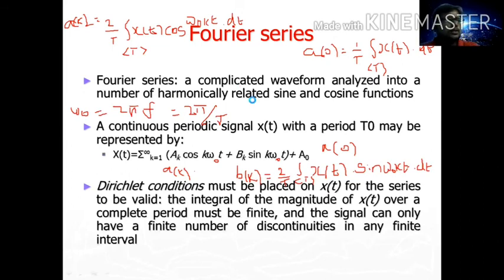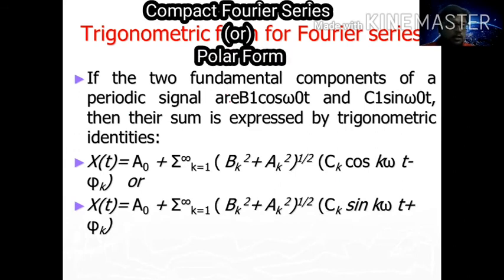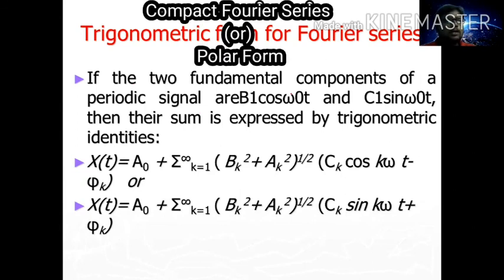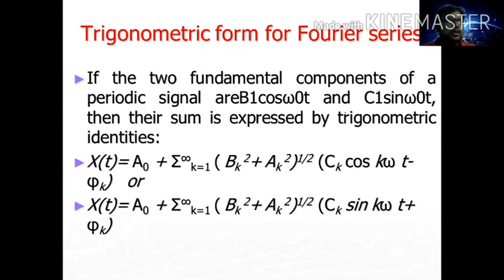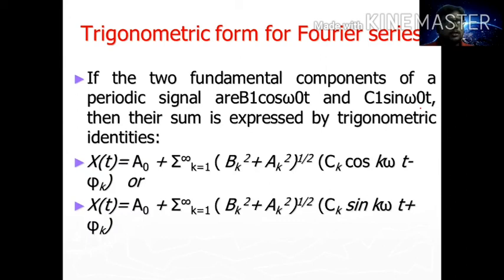So next one, trigonometric form of Fourier series. Okay, so this is nothing but compact form. You may call it a compact form for the trigonometric Fourier series, or you may call it polar Fourier series. Other name for this one is compact trigonometric or polar Fourier series. Okay, if the two fundamental components of a periodic signal, so b1 cos omega naught t plus c1 sin omega naught t. Okay, this one is two fundamental components of a periodic signal.